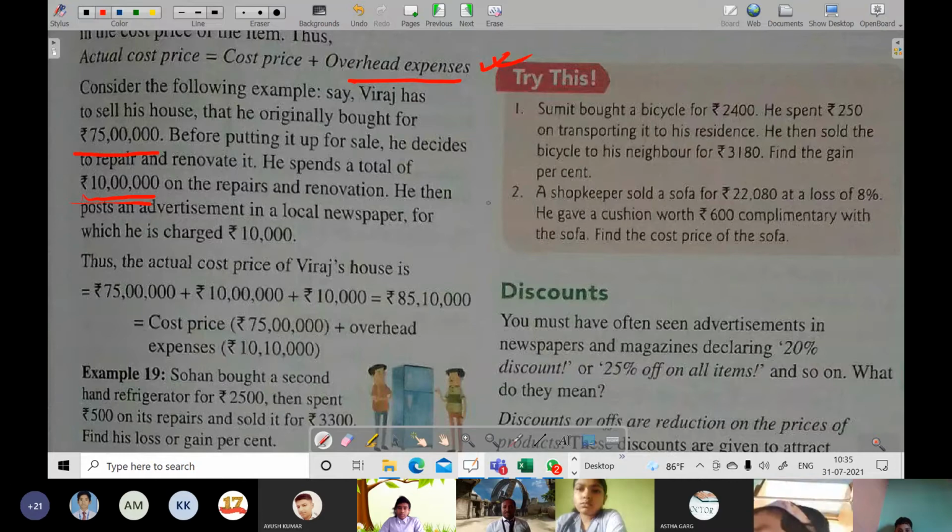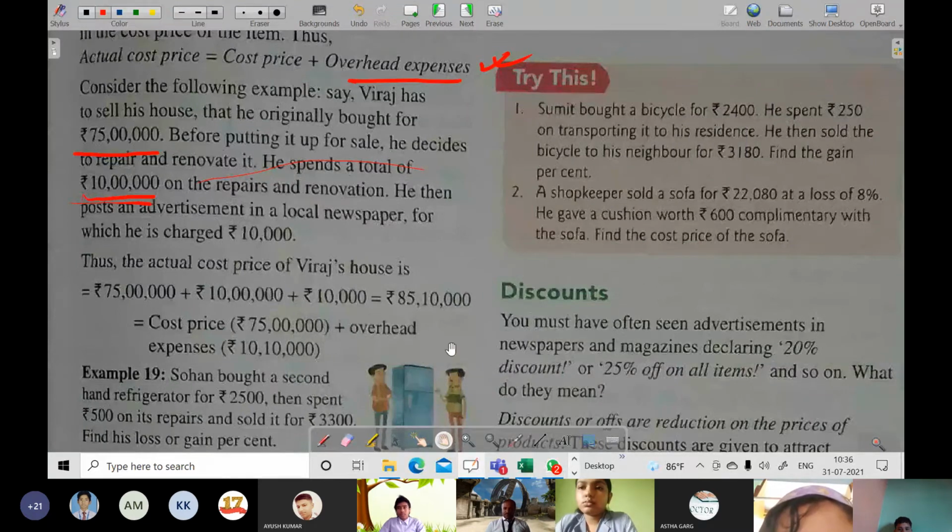Now here, if you see, it has been said, Viraj has to sell his house. Originally, he bought it for 75 lakh. Before putting it up for sale, he decided to repair and renovate it, that means to make it more attractive. And on that, he has spent 10 lakh. So now the cost price of that house becomes 85 lakh for Viraj. Then he posted an advertisement in a local newspaper which charged 10,000. So now it became 85 lakh 10,000 rupees.